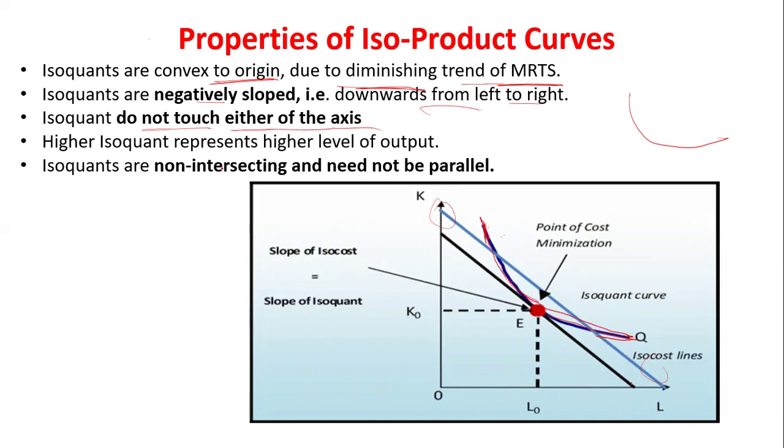The isoquants are non-intersecting and need not be parallel. There is no need for it. They may be parallel, but they are not intersecting. That means it is convex to the origin. Okay, clear.